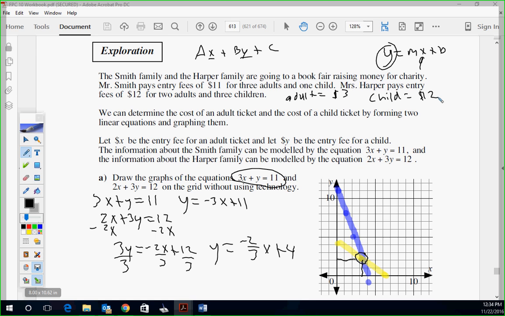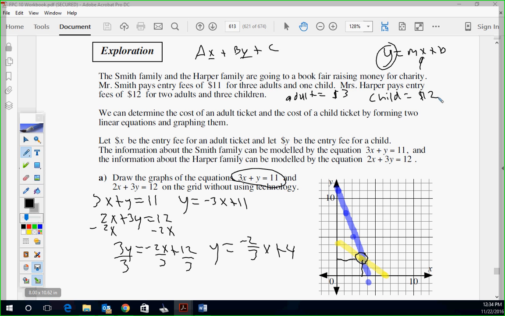Watch, I'll show you actually. This will kind of check our work. If I put a $3 here and a $2 here for y, what is 2 times 3? 6. What is 3 times 2? 6. What's 6 plus 6? That's not a coincidence. Then if we go over here, what is 3 times 3 plus 2? It's not a coincidence. Okay, so we found the solution of how much they cost.